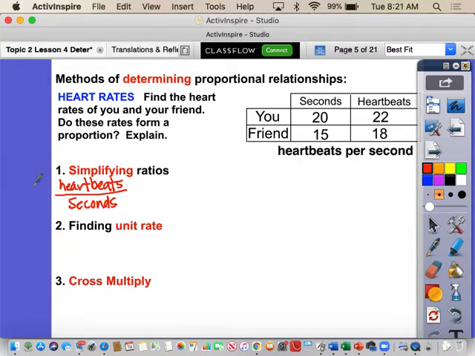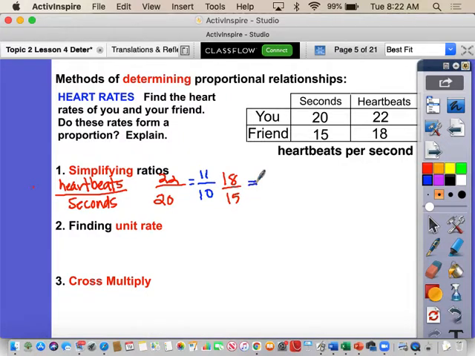So for our ratio, it's 22 heartbeats in how many seconds? 20. And for our friend, they have 18 heartbeats in how many seconds? 15. All right, let's simplify both of those ratios. So 22 and 20, what can they both be divided by? 2. 22 divided by 2 would give us what? 11, and 20 divided by 2, of course, would give us 10. So our ratio simplifies to 11 heartbeats per 10 seconds.